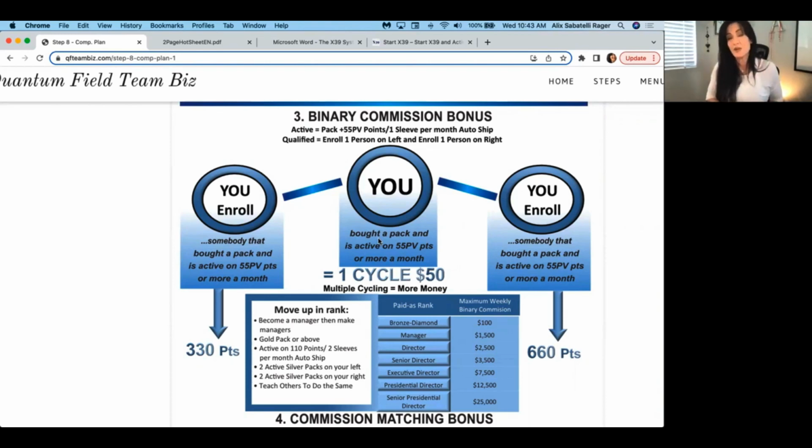And this cycle bonus continues and continues as your teams grow, because as you enroll people on these two teams, they're also enrolling people on those teams, and they're enrolling people on those teams. Okay, and all of those points collect in the bank on each side. And every time the computer recognizes that magic ratio of 660 and 330, either way, you're going to get paid a cycle. And you can earn up to $25,000 per week in these cycles.